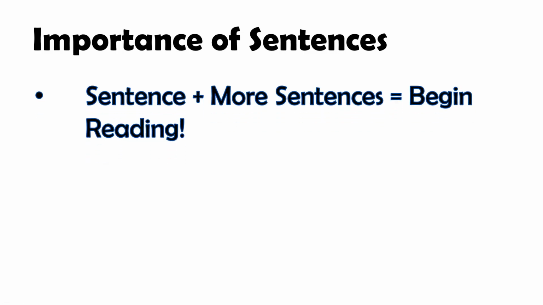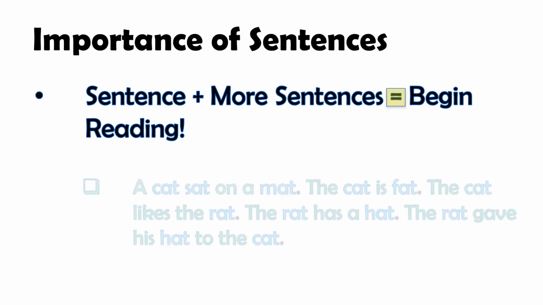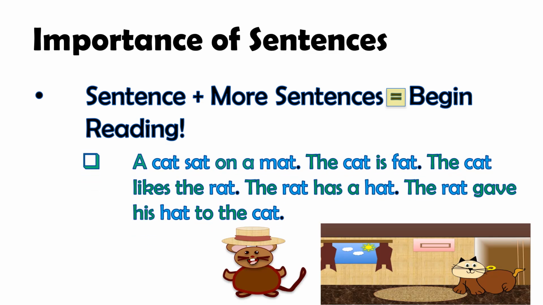And sentences plus sentences is equal to begin reading. Let's look at one example. A cat sat on a mat. The cat is fat. The cat likes the rat. The rat has a hat. The rat gave his hat to the cat.